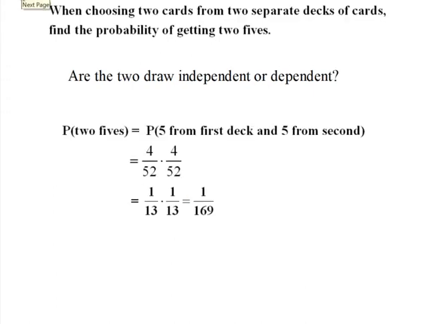Now let's do pretty much the same experiment, but we're going to draw the cards from 2 separate decks, which is now going to make them independent, because I have a 4 out of 52 chance of getting the first 5. I've got a 4 out of 52 chance of getting the second 5. So multiply it together to get 1 out of 169. But now it's independent because the first draw didn't affect the probability of the second draw.